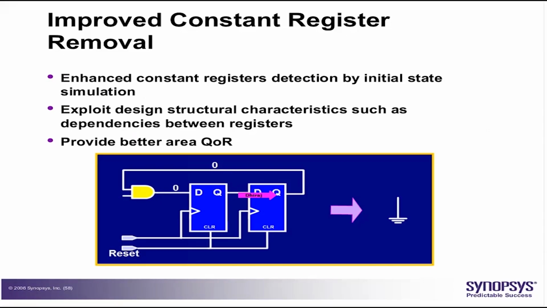In compile, or in earlier versions of DC, this type of structure was not recognized. Only a single register was recognized for constant register removal. But now DC Ultra does a better job, and it recognizes such structures, even a shift register. Unknowingly or knowingly, if it is tied like this and it cannot come out of reset, DC will remove it and replace it by ground. Obviously, this is aggressive. You should check the RTL, since a lot of registers are getting removed. So it exploits design structural characteristics, such as dependencies between registers, to do aggressive area optimization.